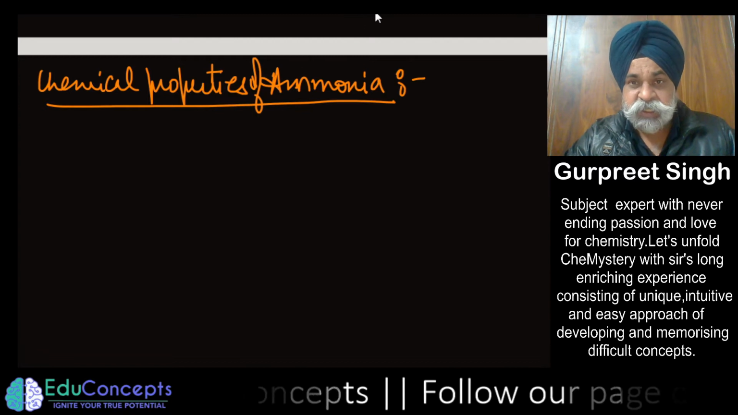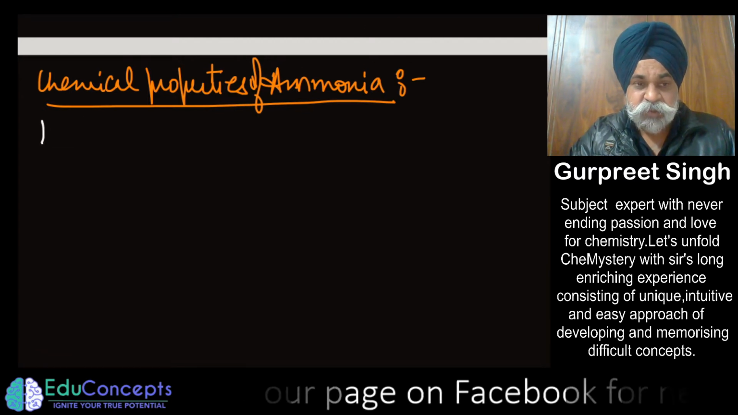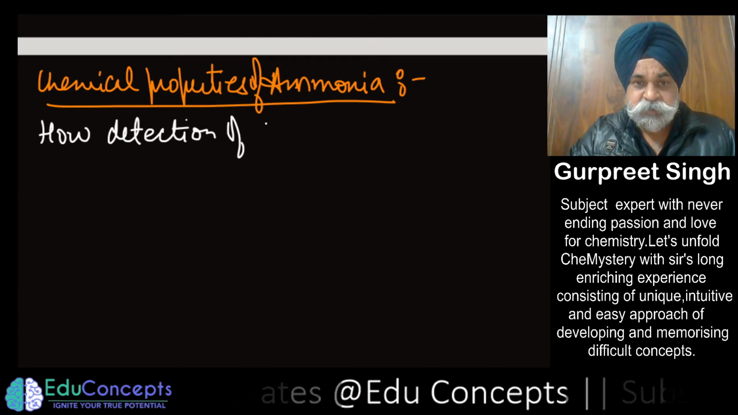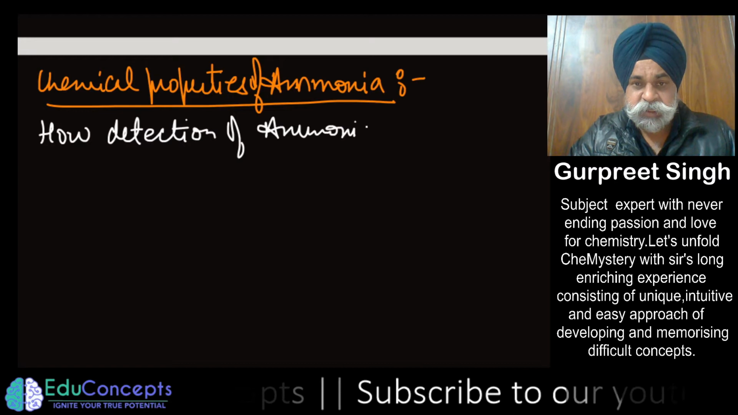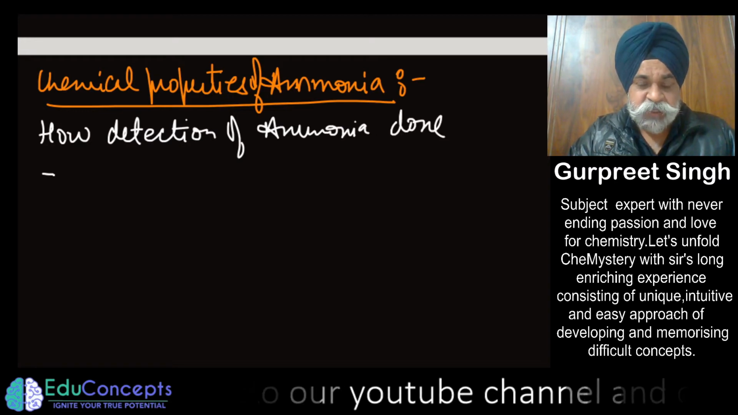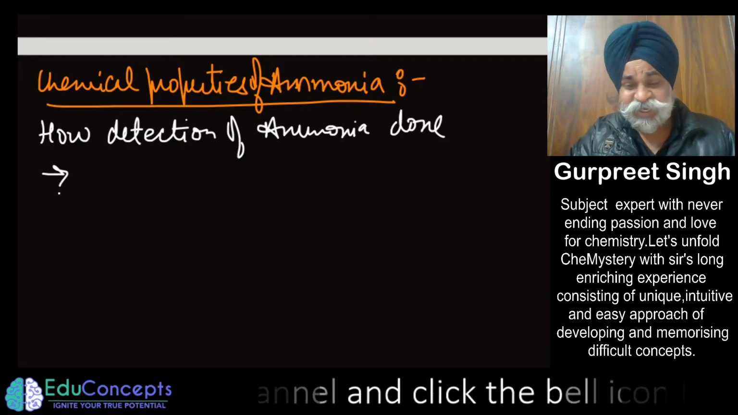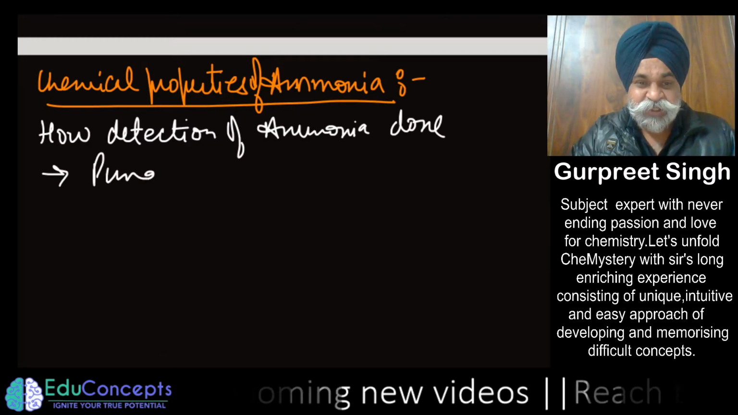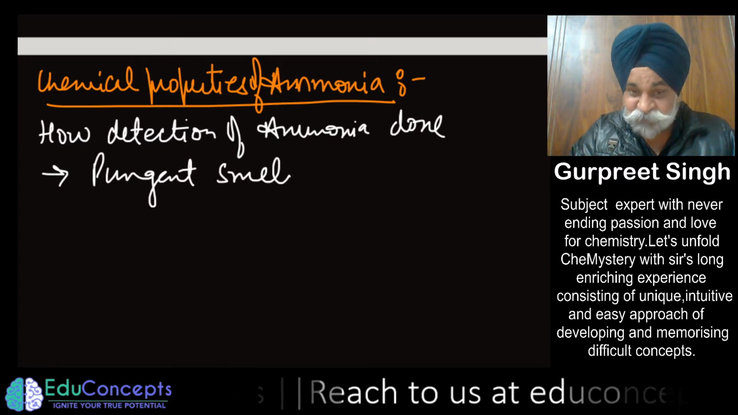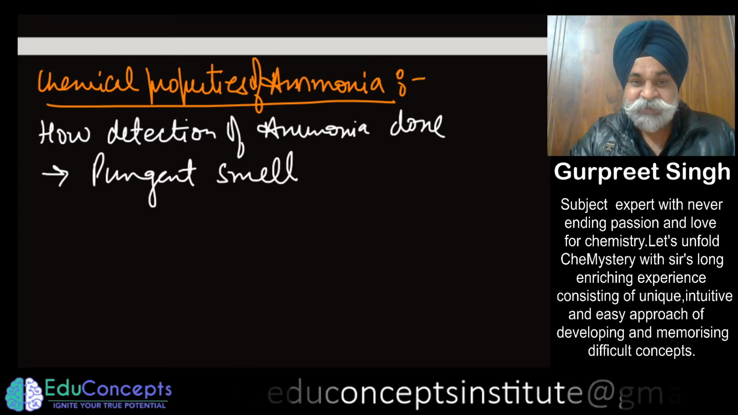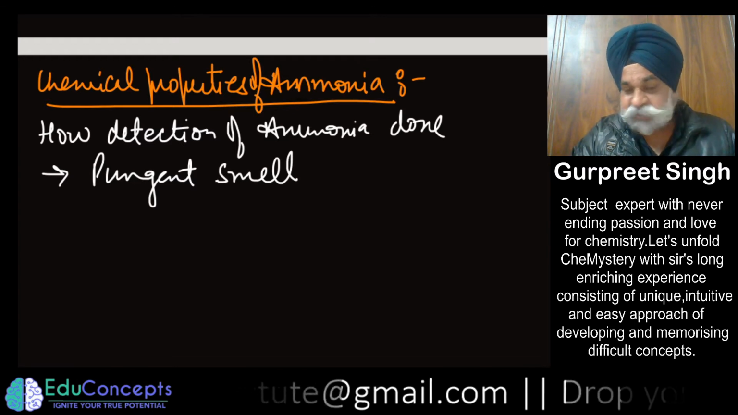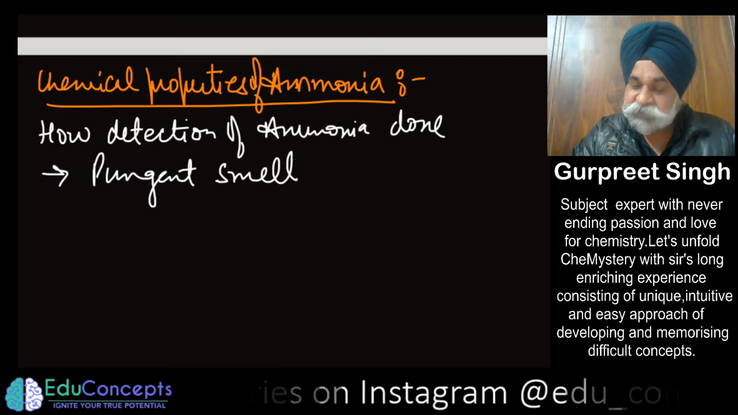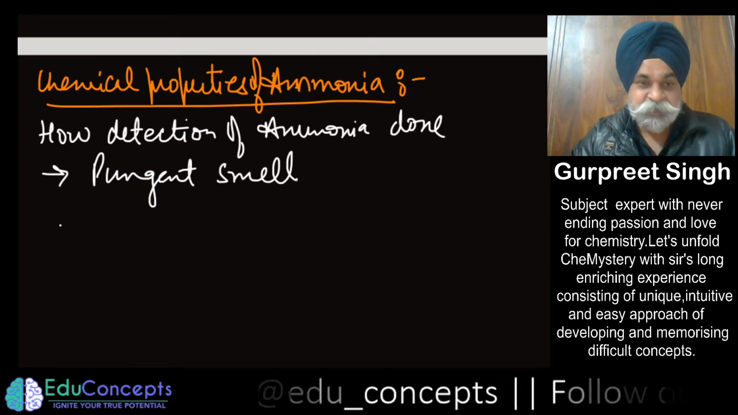First I would like to address how detection of ammonia is done. One way of detecting it is just by inhaling it or touching it or tasting it, which I don't recommend because it has a strong pungent smell. This is one way to detect it, but it is not advisable. Since it is a colorless gas, it can be detected very easily because it has a very pungent smell, which I don't recommend.